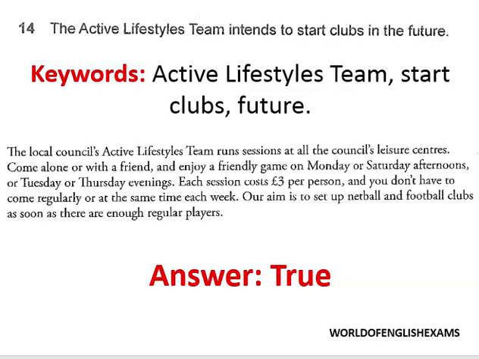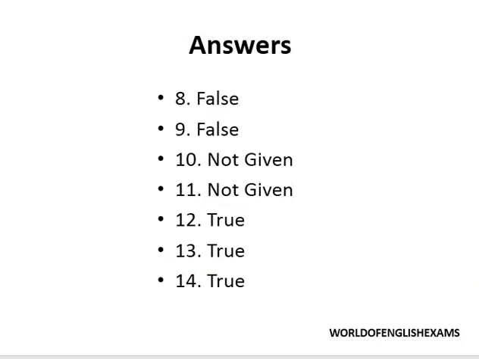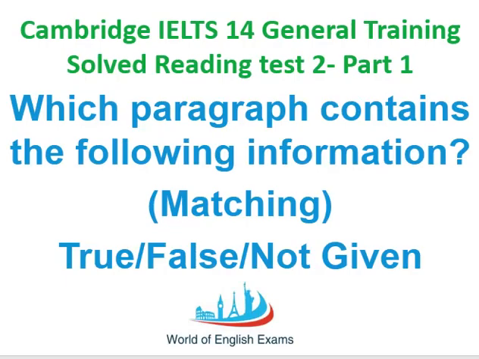So this is how you will answer true, false, not given. I hope you have understood the strategy, and this is the answer key. False, false, not given, and true, true, true. So this is the first section from Cambridge IELTS 14 General Training Reading Test 2. And in this we have covered which paragraph contains the following information, that is matching, along with true, false, not given, with strategies and every single question in detail.